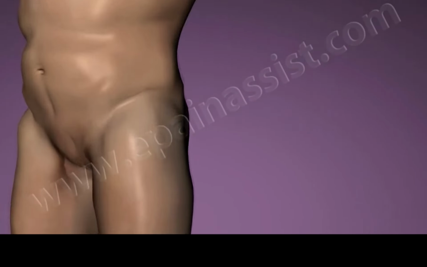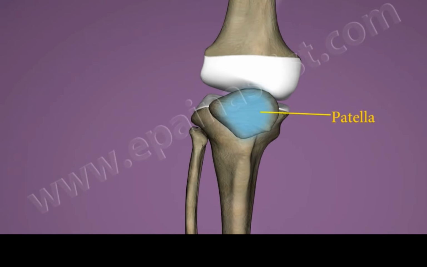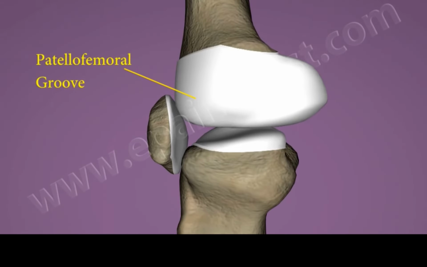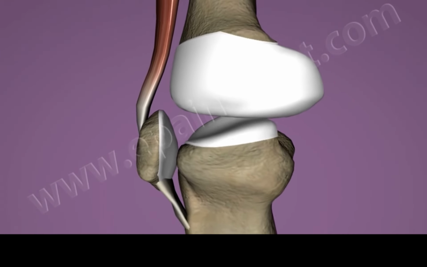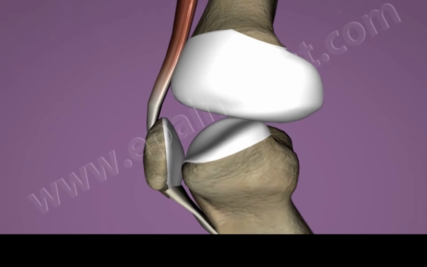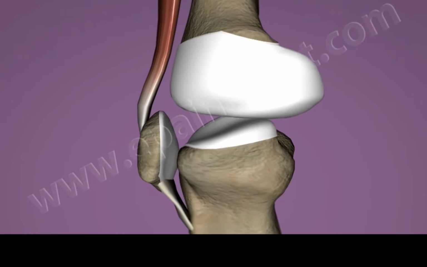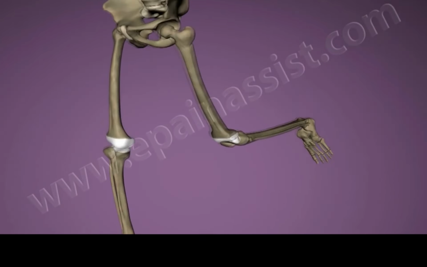Patella is also called the kneecap. Patella lies in front of the knee joint and protects the joint. In healthy individuals, upon flexion of the knee, the patella glides up and down in a groove called the patellofemoral groove. The quadriceps tendon is attached to the patella. The patella increases the leverage of the quadriceps during knee joint movements such as straightening and extension. Patellar dislocation is observed when the patella slips or moves outside this groove onto the bony head of the femur.